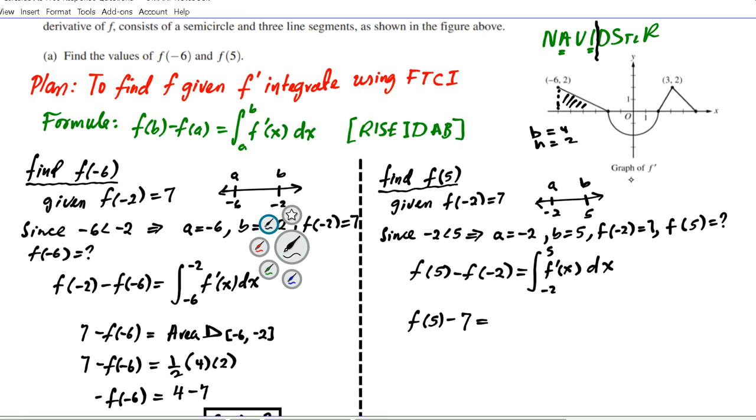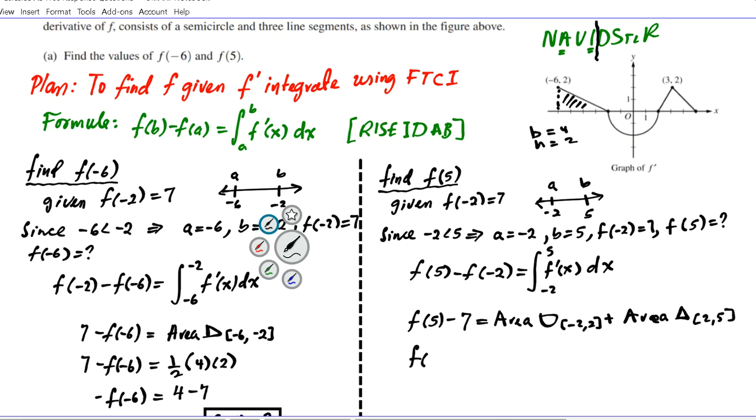Okay, so let's do this. We're going from negative 2 to 5. So from negative 2 all the way to 5 is a combination of two geometric shapes. We have a semicircle underneath the x-axis, which will have a negative area, and we have a triangle above, which has a positive area. So we're going to be looking at the area of the semicircle from negative 2 all the way to 2, and we're going to add it to the area of the triangle from 2 to 5. And that will give us what this integral value is.